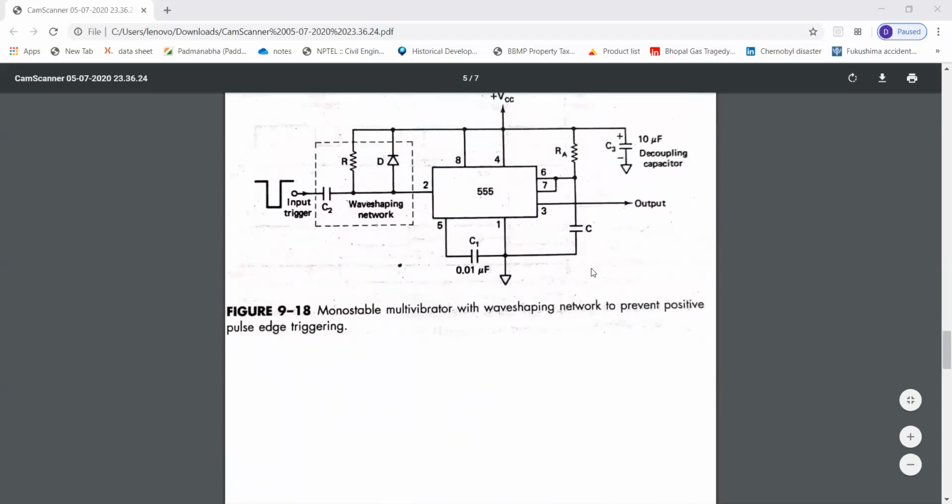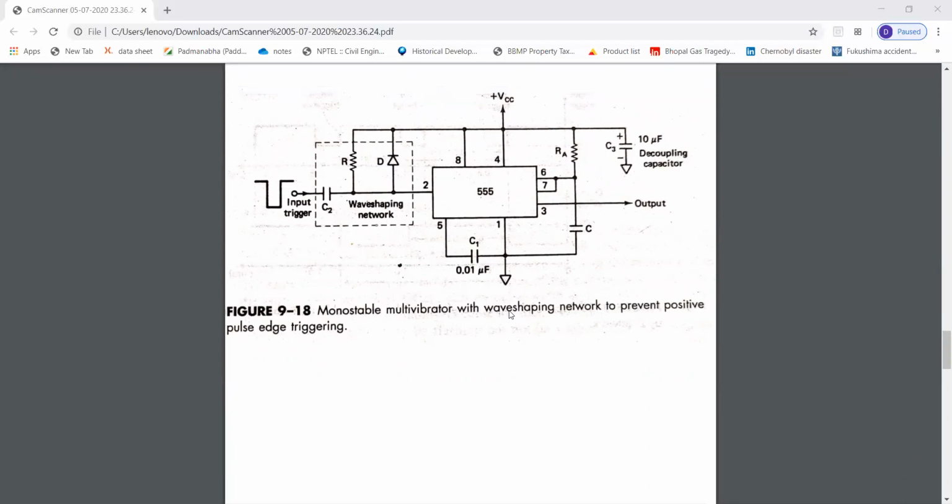This is another circuit diagram with a wave shaping network to prevent positive pulse edge triggering. At the positive edge of the pulse, there should not be any trigger present. This is the modification of the monostable multivibrator. Here we have introduced a wave shaping network which consists of capacitor C2, resistor R and diode D, and we have a decoupling capacitor C3 also.